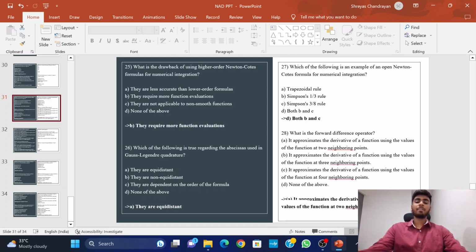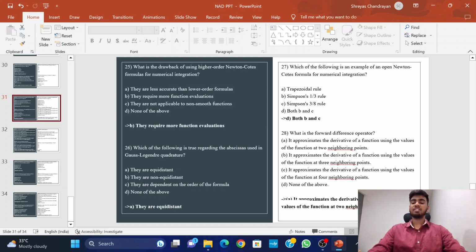Which of the following is an example of an open Cotes formula? Options are A, Trapezoidal rule; B, Simpson's 1/3 rule; C, Simpson's 3/8 rule; D, both B and C. So the correct option is D, both B and C.